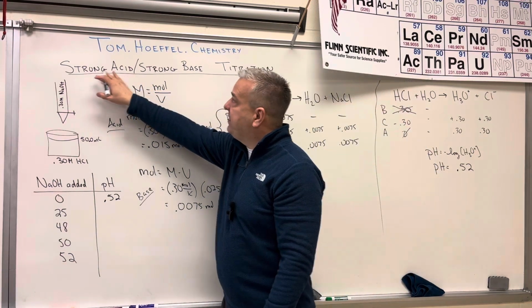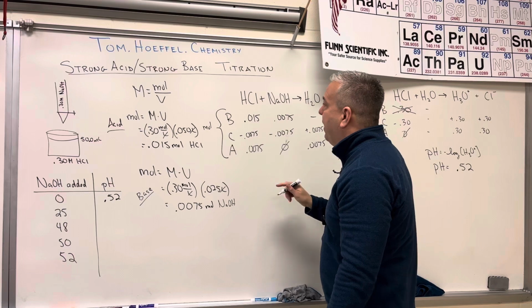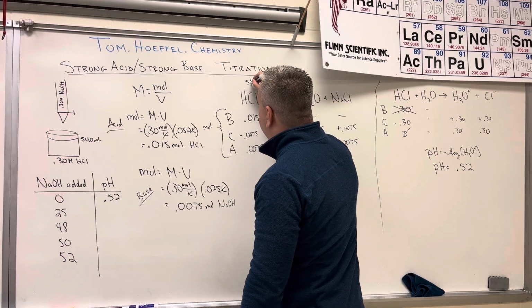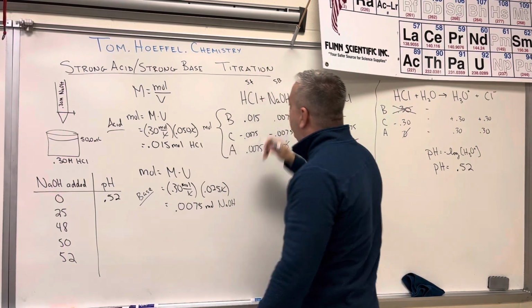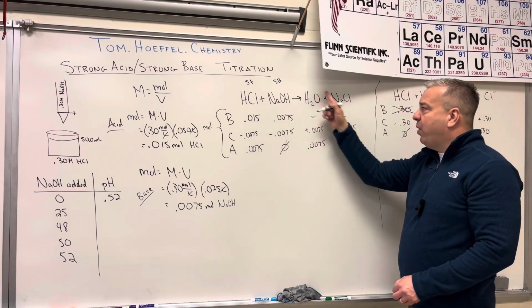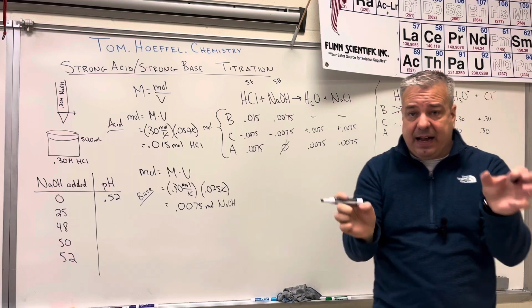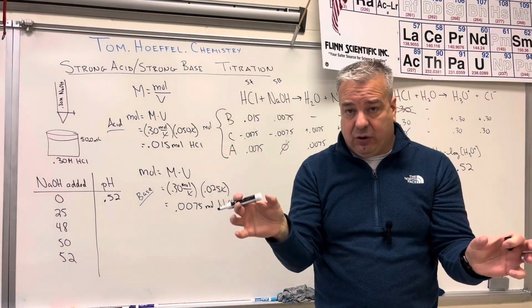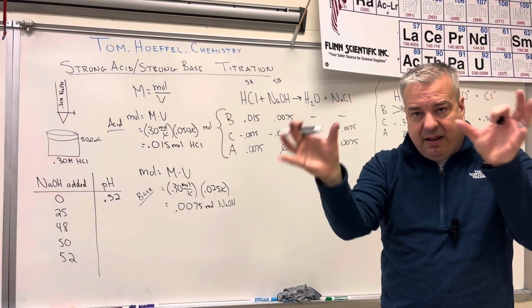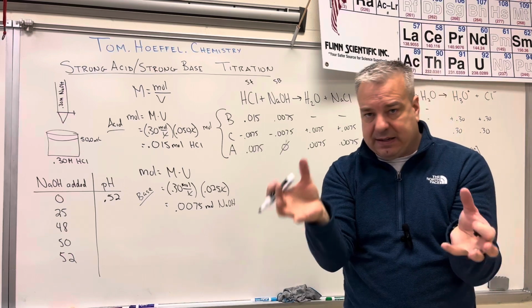Now, we've labeled this as a strong acid, strong base problem. So I'm going to label this as a strong acid and a strong base, and it's going to form water and a salt. Now, this salt is going to ionize into sodium ions and chloride ions. And we have to figure out, does that have an effect on pH?